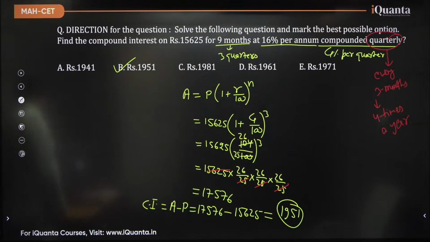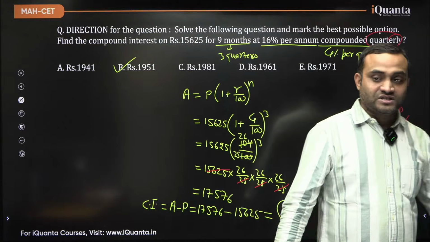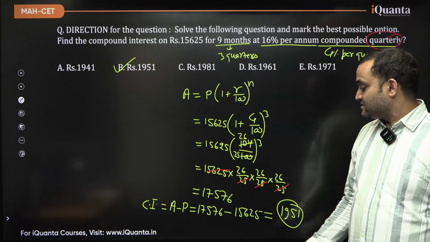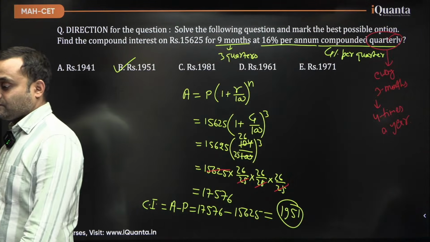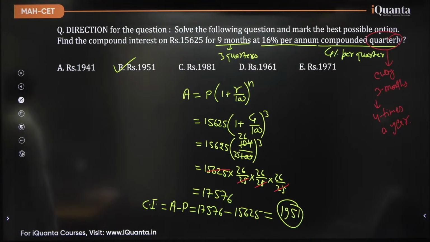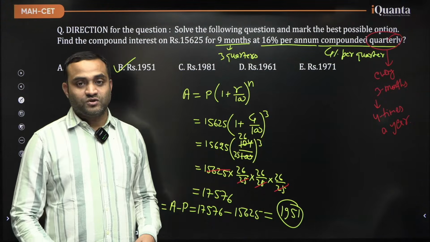Yes, Yashika, your answer is absolutely correct. Shyam, is that clear now? The answer is not 1981. There must be some calculation mistake. The answer is 1951. All right. Okay guys, if you have any doubts here, then ask. Otherwise, let us go to the next one.